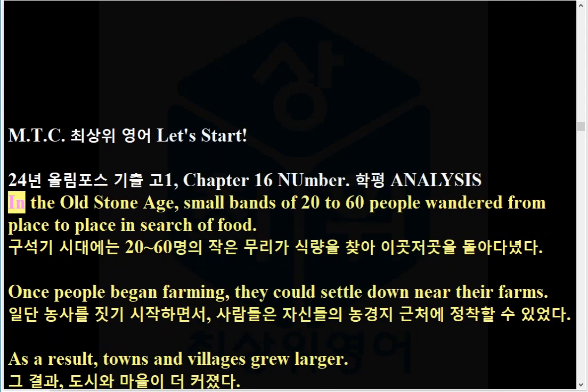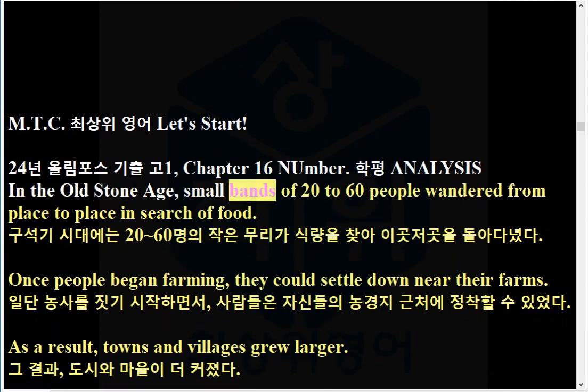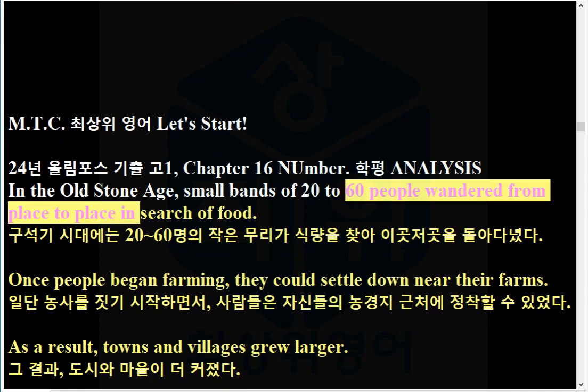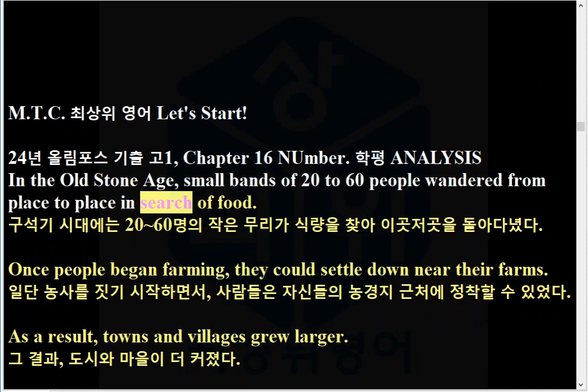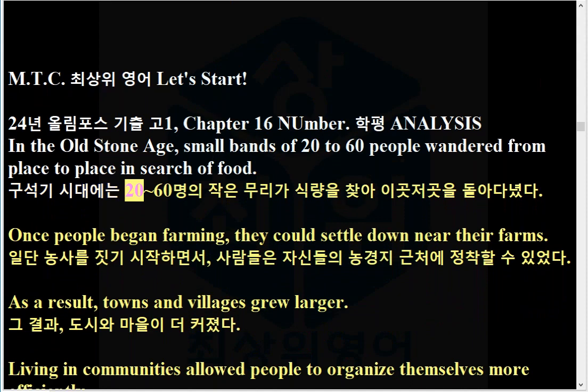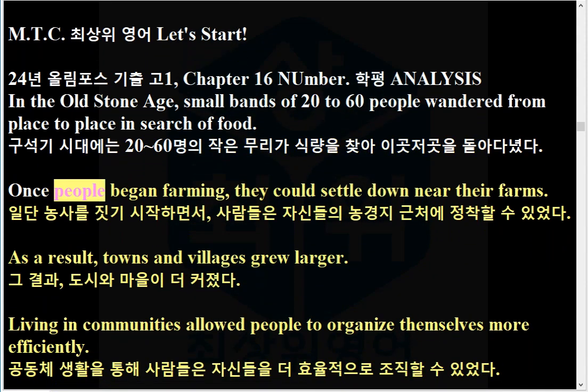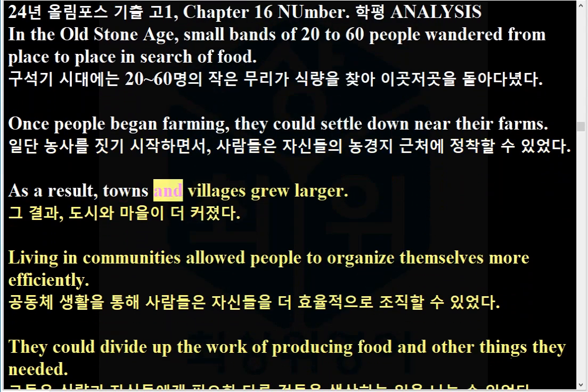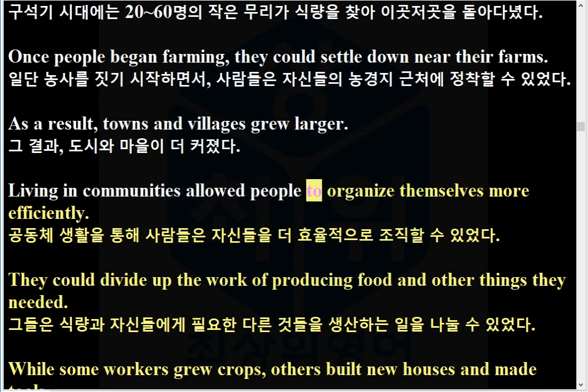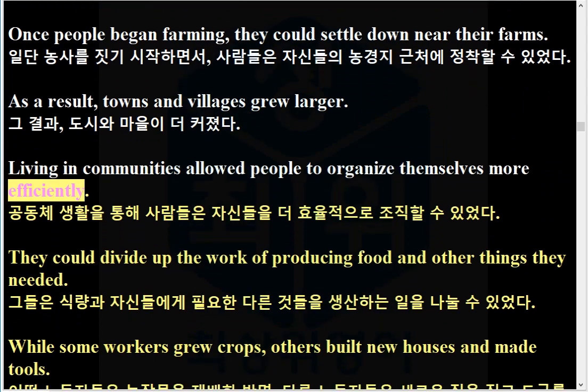In the Old Stone Age, small bands of 20 to 60 people wandered from place to place in search of food. Once people began farming, they could settle down near their farms. As a result, towns and villages grew larger. Living in communities allowed people to organize themselves more efficiently.